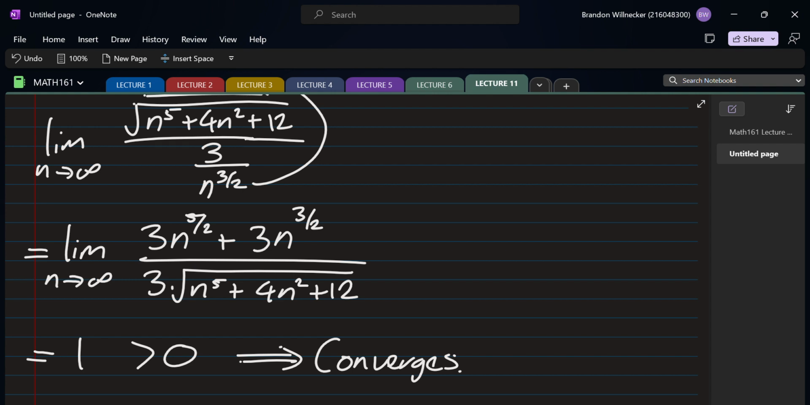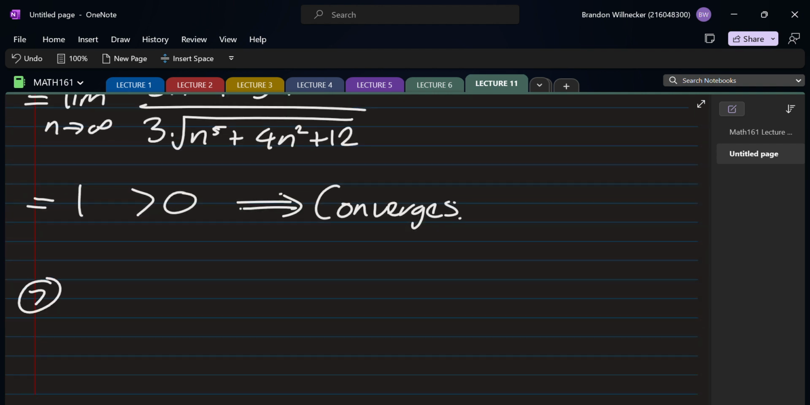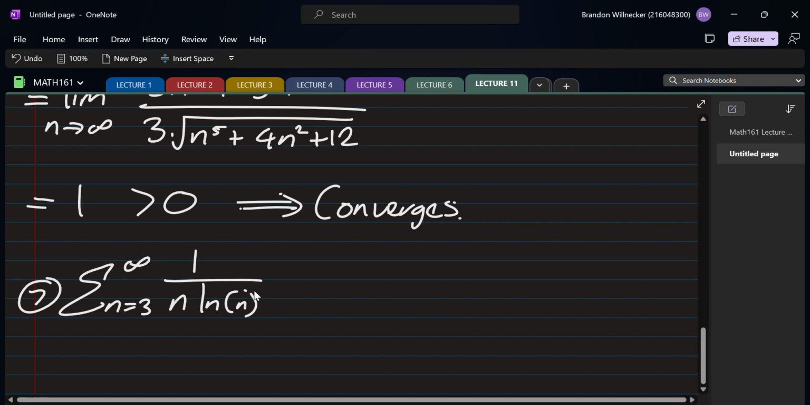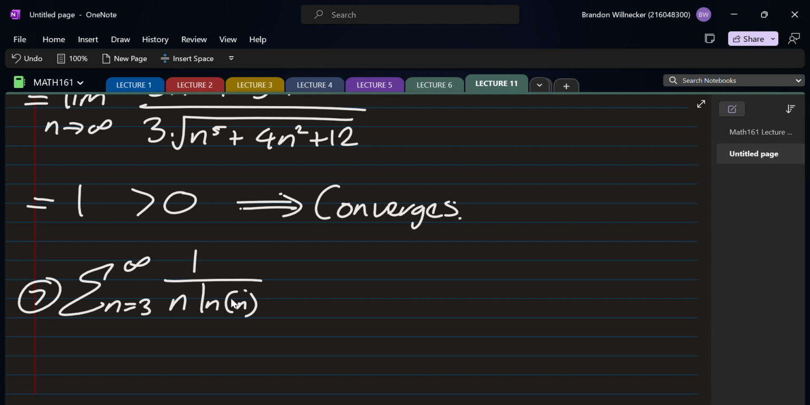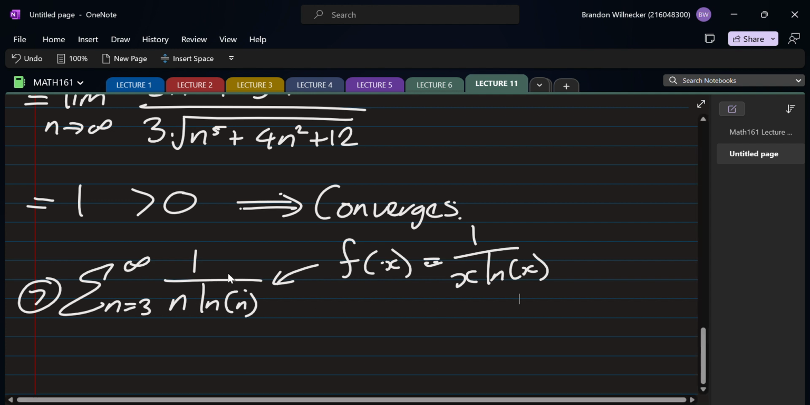Okay, we've got a few more to go through. So number 7. We have the sum as n goes from 3 to infinity, 1 over n natural log of n. Okay, so another hint, whenever you have functions like this, so 1 over n natural log of n, if we were to replace n with x, can we integrate the function? If you can, then you should try and use the integral test. So here, if we had the function f of x being 1 over x natural log of x, so if it's possible to integrate this, then we might be able to use the integral test.